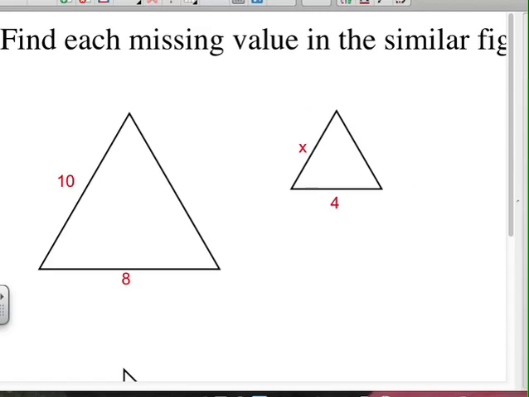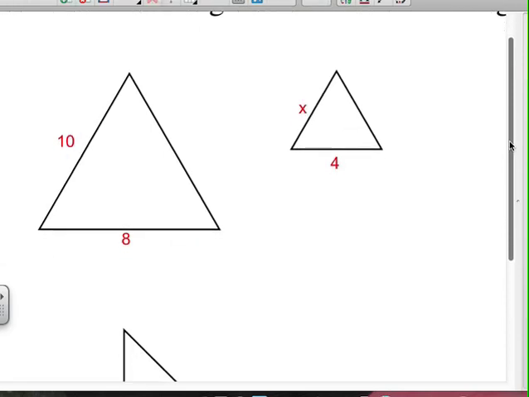Last one. Last page. Find the missing value in the similar figure. Okay, remember, small over big, small over big, small over big. Think that sunk in? I hope so. We're trying to figure out the measure of x.